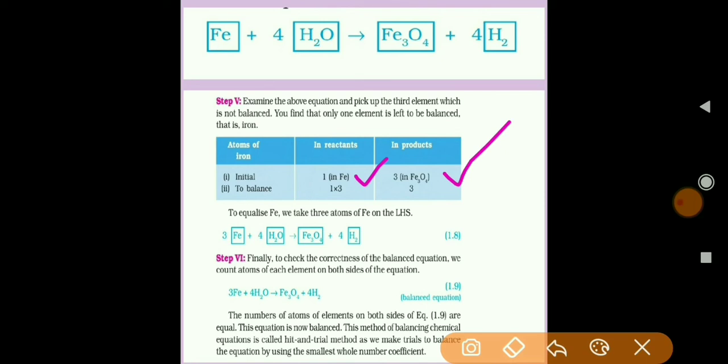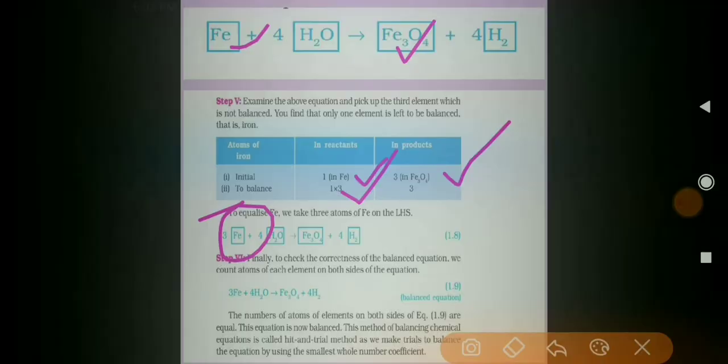So we need to balance the reactant side with 3 more. See, 1 in iron, 3 in ferric oxide. Then balance by multiplying by 3 to equalize the iron atoms. So the equation should be 3 Fe, here the 3 is there.